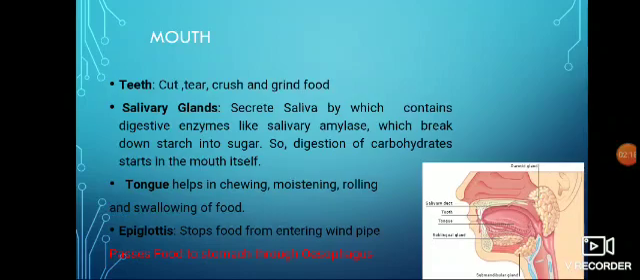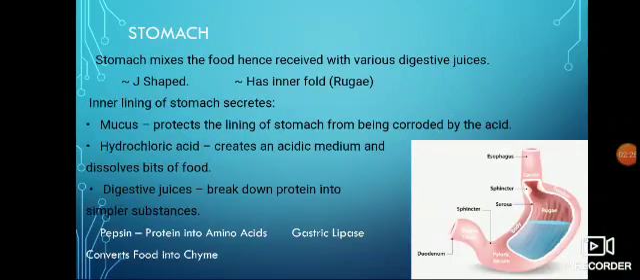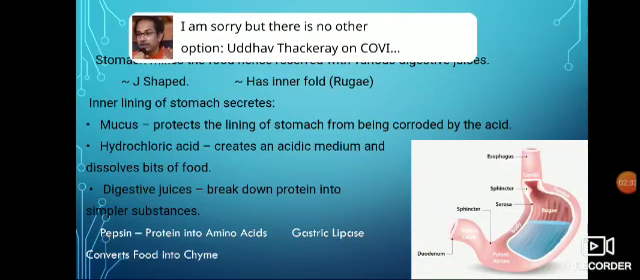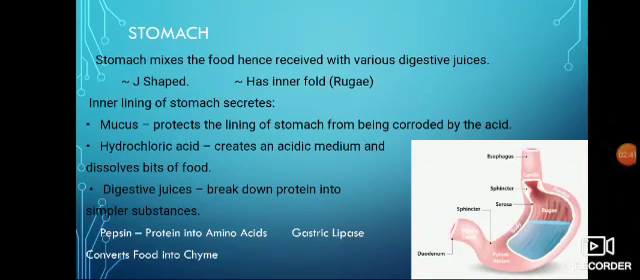Then from the mouth, the food passes into the stomach through the food pipe, also called the esophagus. The stomach is a J-shaped organ which has folds in it called rugae, which help it to expand its volume. So when we eat more food, it expands. Then the stomach mixes the food received from the mouth through the esophagus with the digestive juices, which are secreted by the stomach itself.